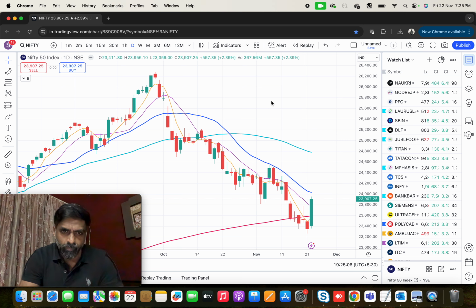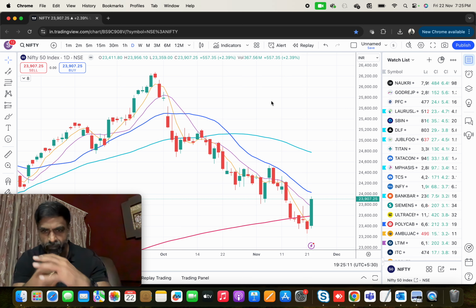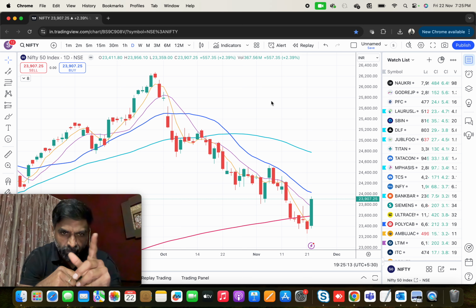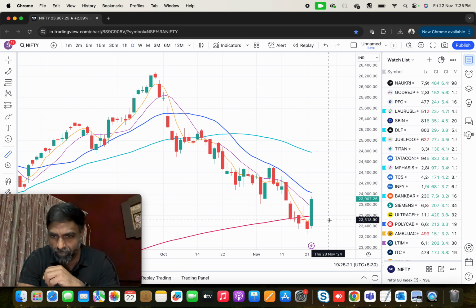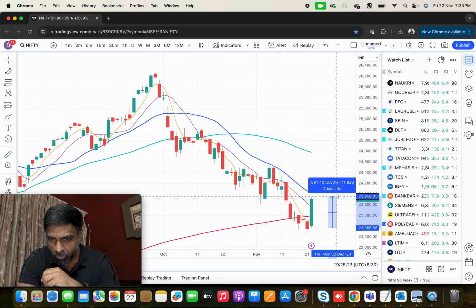Let's learn how to project Nifty or any other stock, but let's focus on the Nifty. Today it has made a significant move. I think in recent time, this is the biggest bar. I believe it's almost 590 points.